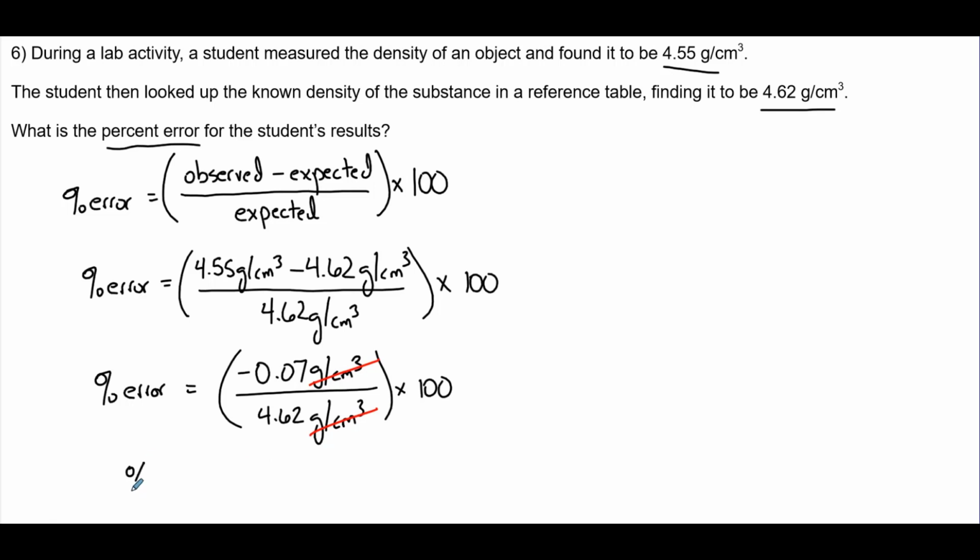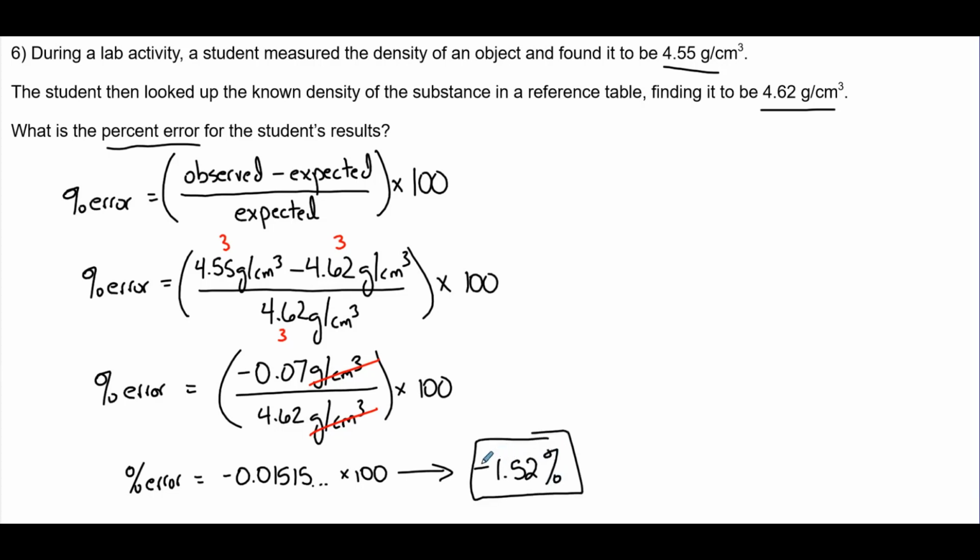And so now to finish that up, percent error, that's negative 0.07 divided by 4.62. That works out to be negative 0.01515, and it just keeps repeating after that. And let's still not forget to multiply by 100. And so our finished answer over here is negative 1.52%. All of these numbers have 3 sig figs, and so our answer is rounded back to 3 sig figs. So let me put a percent sign on that.